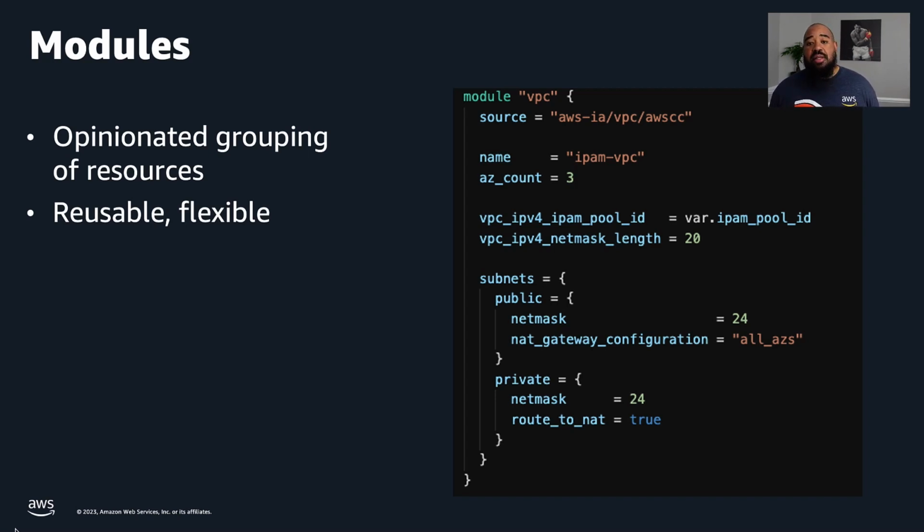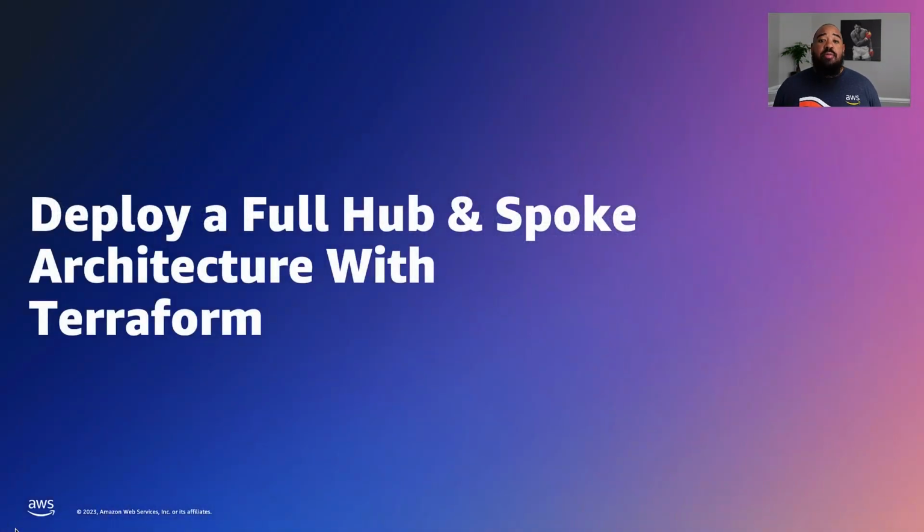The benefit of using a remote module is that often the module is already written, and we can just pass in the variables rather than having to write all the code ourselves, which practices the DRY principle of not repeating ourselves in our code. Now that we have completed our overview, let's deploy a full hub and spoke architecture with Terraform.